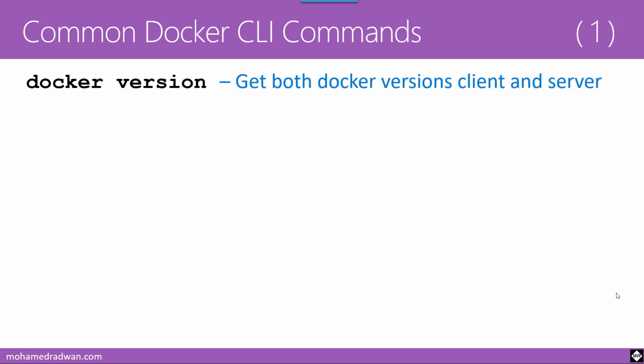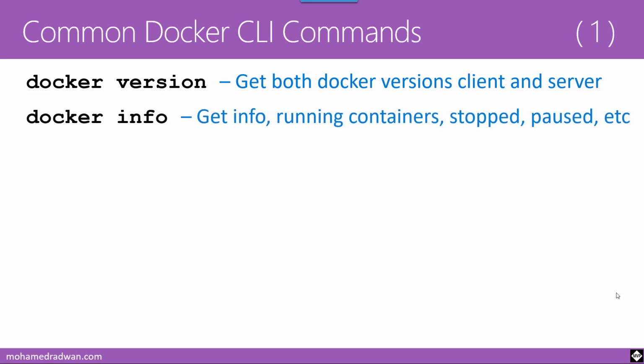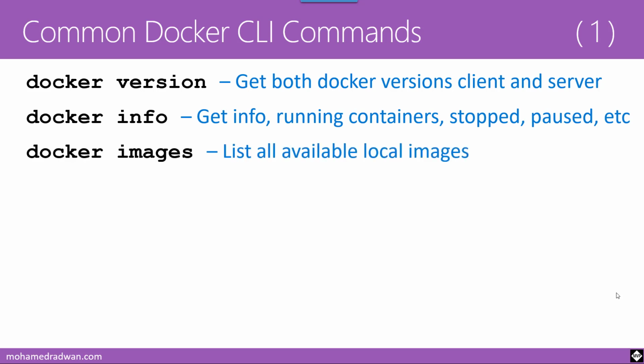So the first command is docker version. Using this command, I will get both Docker versions, the client and the server. Docker info. I will get the info about many things like what is the running container, what is the stopped container, what is the paused container, what is the current image, and many other informations. Docker images. This will list all the available local images in my machine.